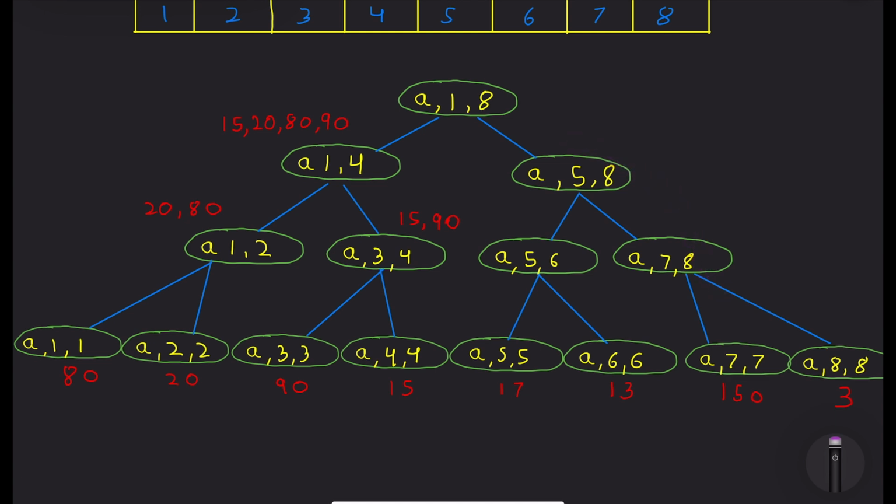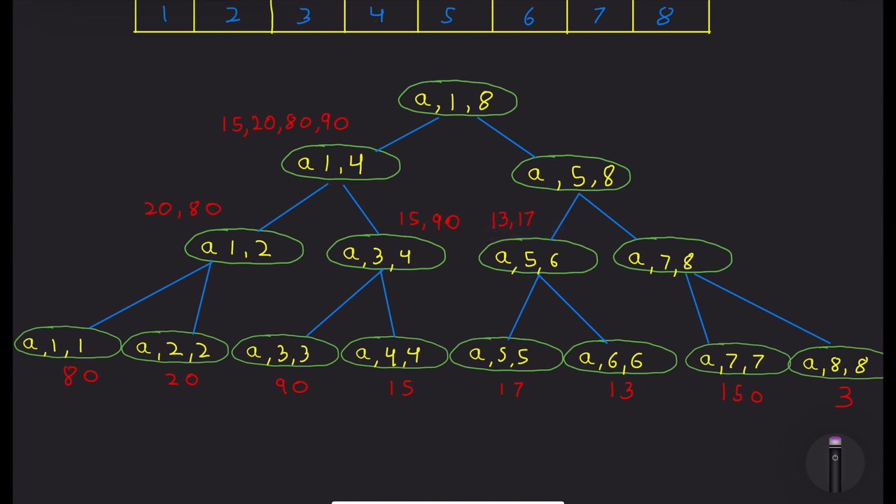On the right side, we have elements from 5 to 8. To solve this, we need sorted arrays from both the left and right side. So on the left side, we have 5 and 6, and we will sort elements 5 and 6 from the leaf node. On the left side we got 17 and on the right side we got 13. On comparison, 13 is smaller than 17, so 13 will be the first element, then 17.